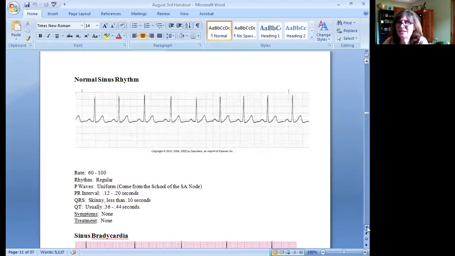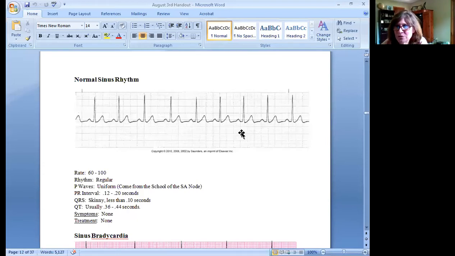Now let's get into the real nitty gritty. What rhythms are you responsible to know for purposes of test 1? Well, I follow the NCLEX blueprint. Normal sinus rhythm, sinus Brady, sinus tach, AFib, SVT, PVCs, VTach, and VFib. Are we going to discuss more rhythms today? Yes, we are. But that's what you're responsible for knowing.